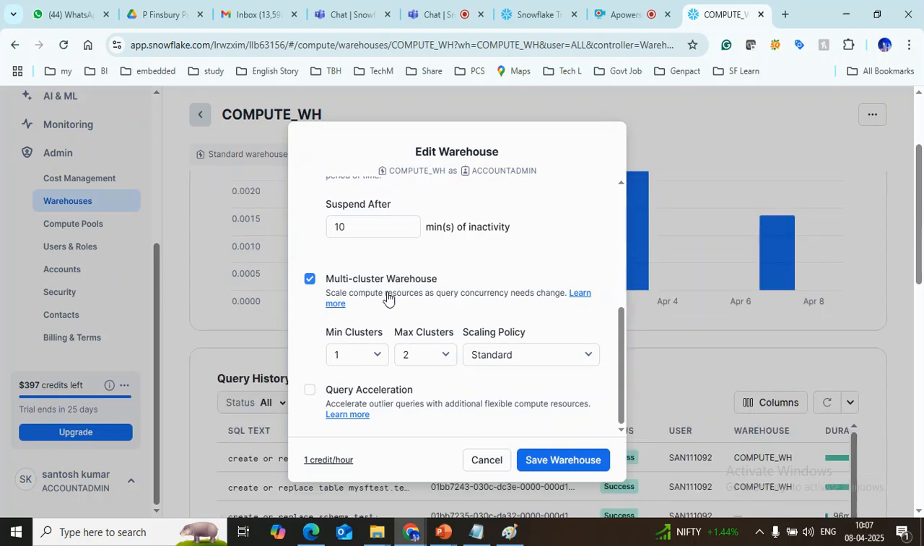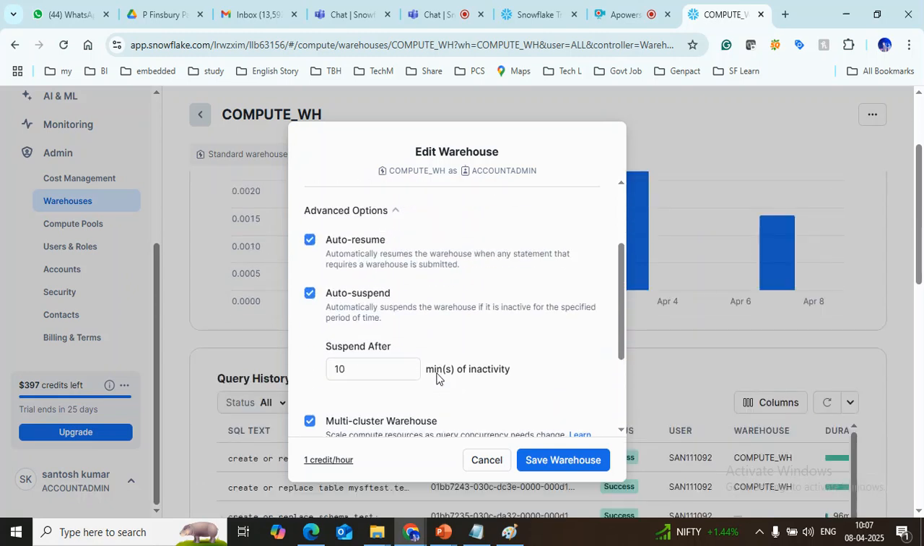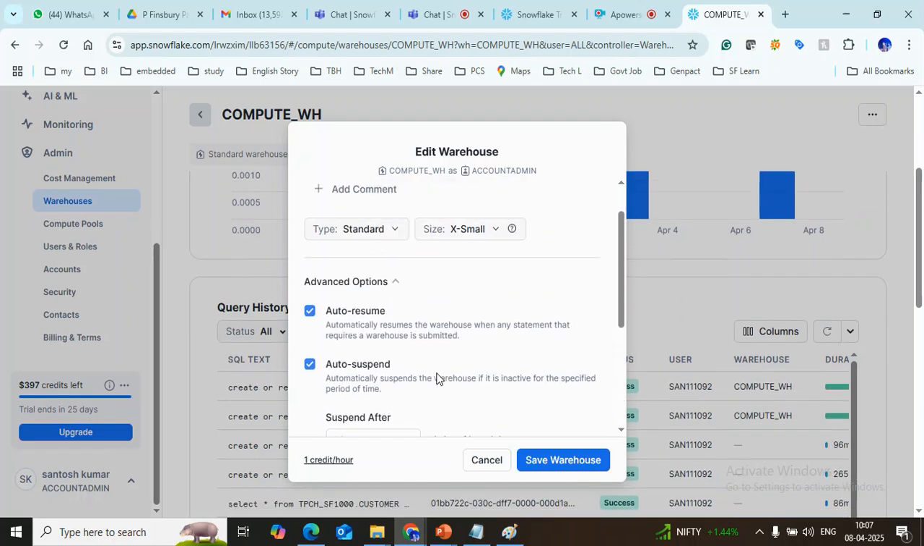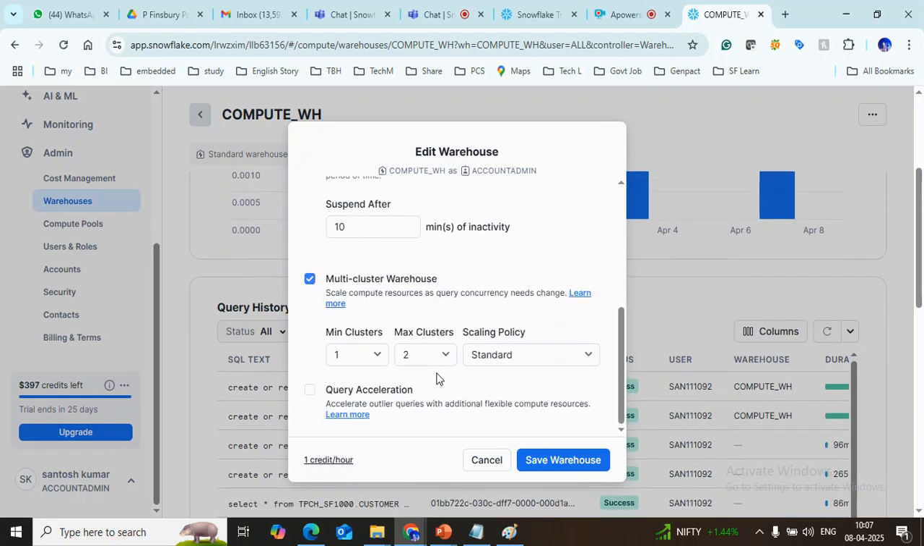So it means cluster is the same as the compute resources I mentioned, right? Previously, compute resources meant a combination of CPU and memory. Same thing, it's a cluster. What is a cluster? Write down, please: a cluster is a combination of memory and CPU.